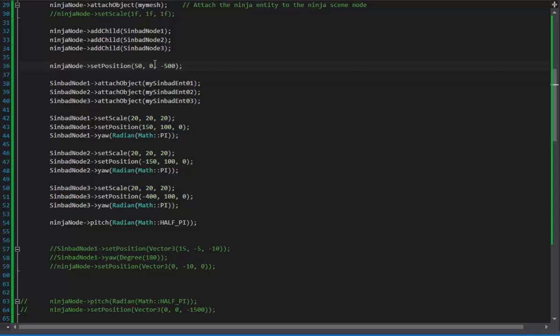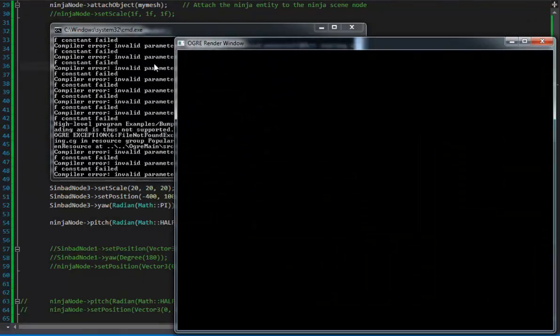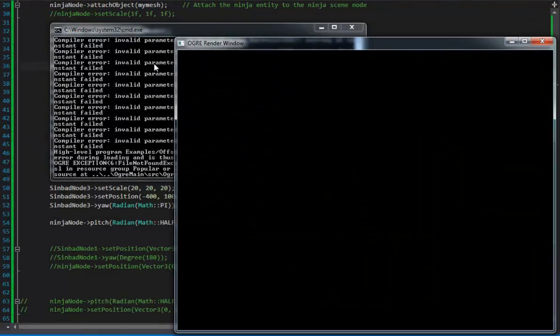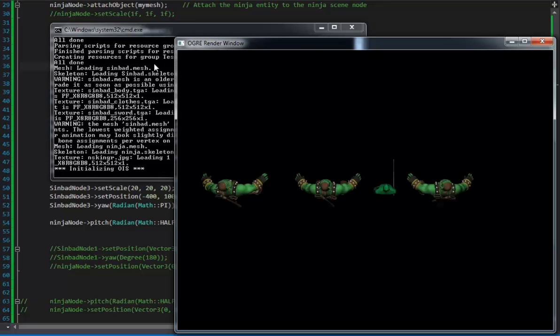So basically, that transformation is going to apply to all the nodes within their parent space, which is the space of the Ninja node here. So I set that to 0, so that we'll have some more space to work with. I'm going to rerun that so you see the difference between the Sinbads and the Ninja. Now you see that all three of these actors are actually in the middle of the screen. So now let's take a look at the middle Sinbad 2, the one that's immediately to the left of the Ninja.